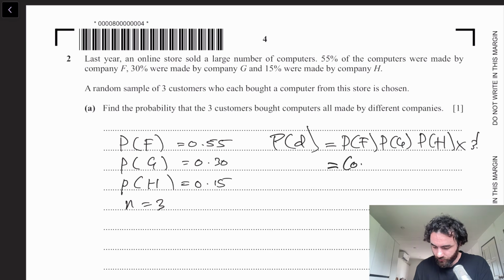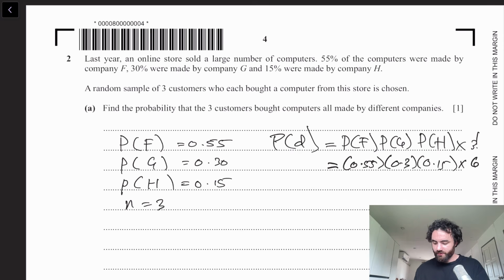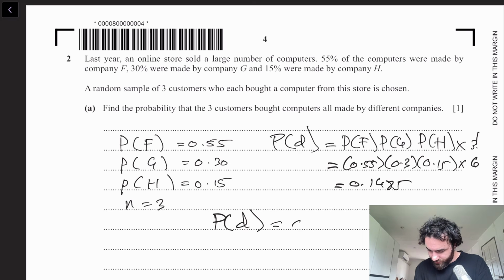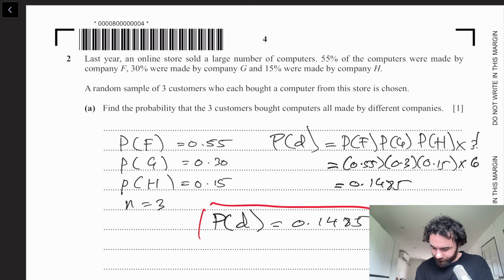So this would be 0.55 times 0.3 times 0.15 times 3 factorial, which is 6. Okay, so it's 0.55 times 0.3 times 0.15 times 6. That gives us the probability of D, 0.1485. I guess I'll just leave it like that. Okay.